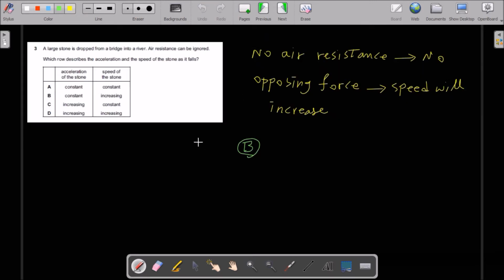A large stone is dropped from a bridge into a river. Air resistance can be ignored. Which option describes the acceleration and the speed of the stone as it falls? We know that when there is no air resistance, no opposing force, the speed will increase. So we can choose B or D. Now, acceleration of the stone is constant. Why? Because it is gravitational acceleration of the Earth, and near the surface of the Earth it is constant, nearly 10 meters per second squared. That's why B will be right.